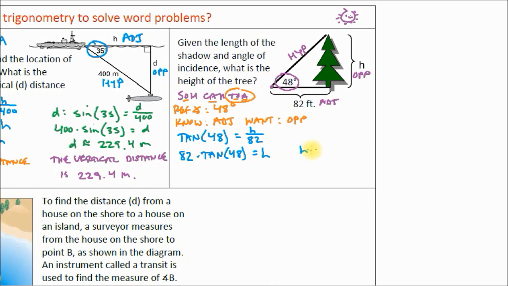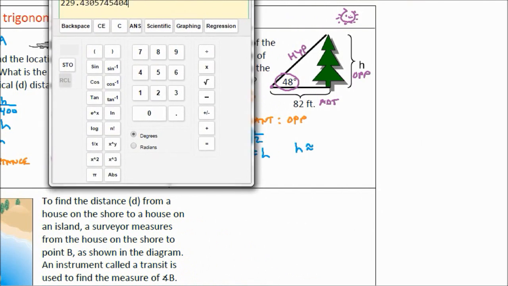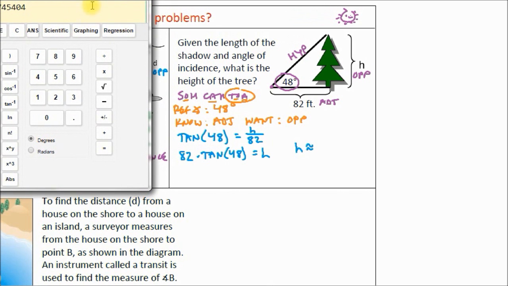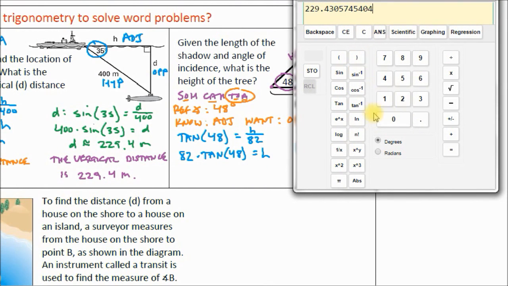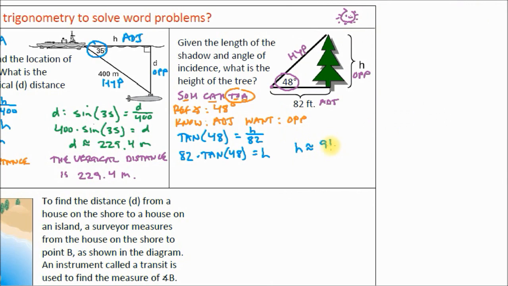And that means h is going to be approximately, let's pull up our calculator. I will plug in 82 times tangent of 48 degrees. Press equal. We got 91.07. I can round it to 91.1. So it's approximately 91.1. Our unit of measure is feet.